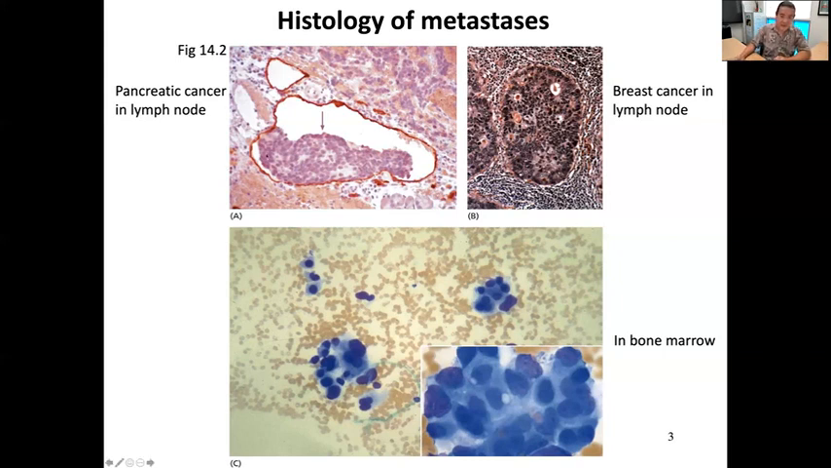So here are just some examples of 3 different metastatic lesions representing different cells that are now starting a secondary tumor in some distant metastatic site in the body. So here the first one is pancreatic cancer. These are pancreatic cancer cells that have taken up residence inside of a lymph node.